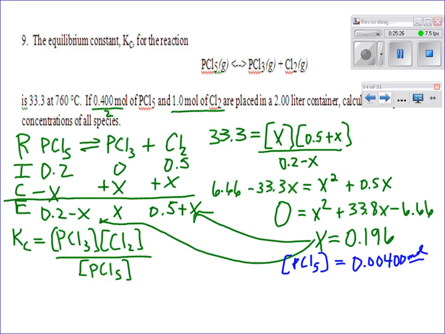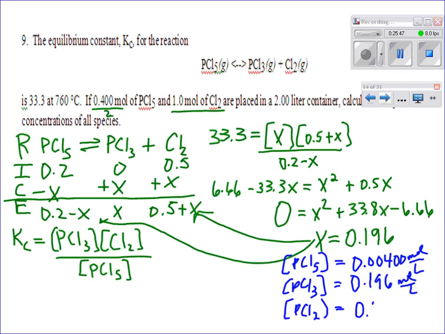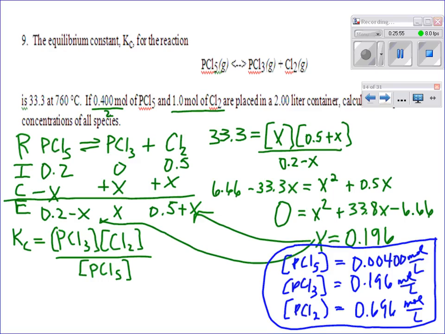And I'm just going to do 3 sig figs this time and be a good teacher. And then our PCl3 is the x. So that's 0.196 moles per liter. And then that Cl2, when we add it, we get 0.696. And those are all our equilibrium concentrations.